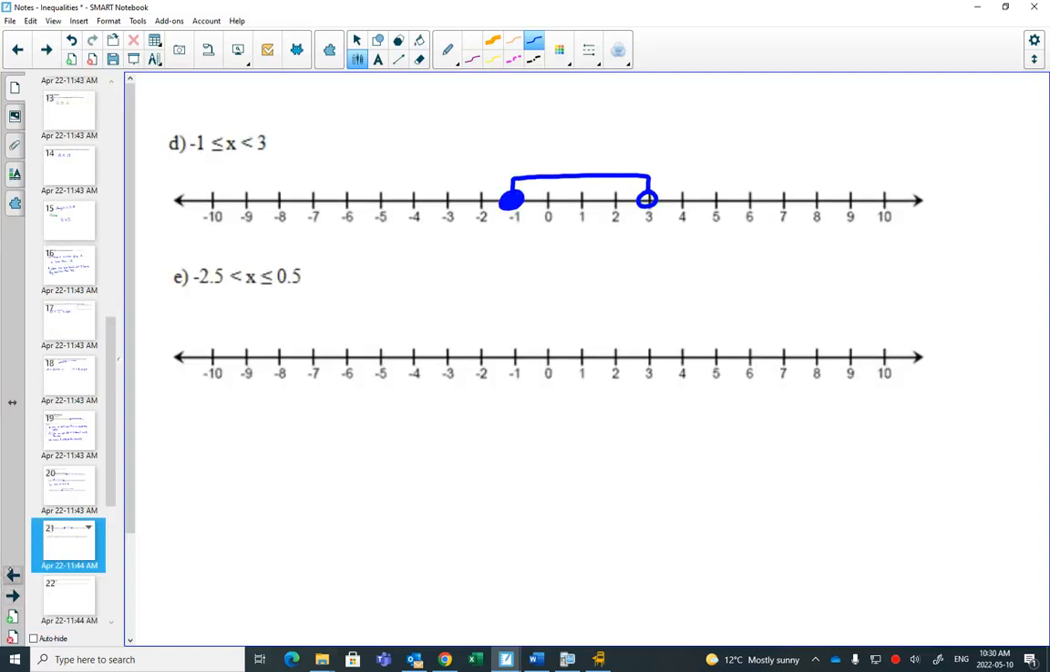Oops, I missed one. -2.5. Uh-oh. What are you going to do? Where do I put -2.5? Yeah, just in between. So there we go. Open dot in between. And at 0.5? Solid dot.